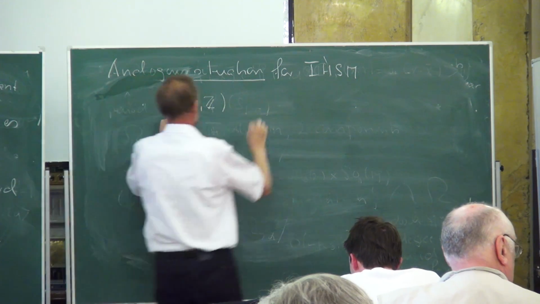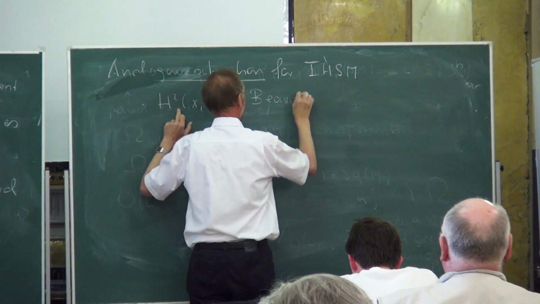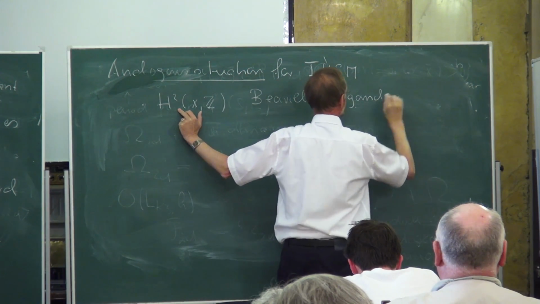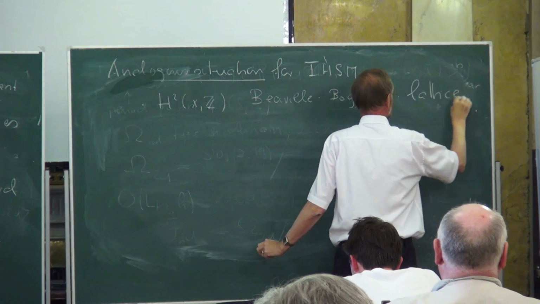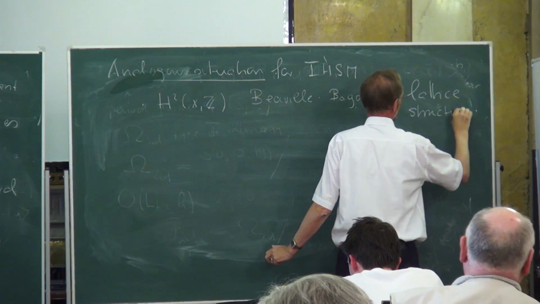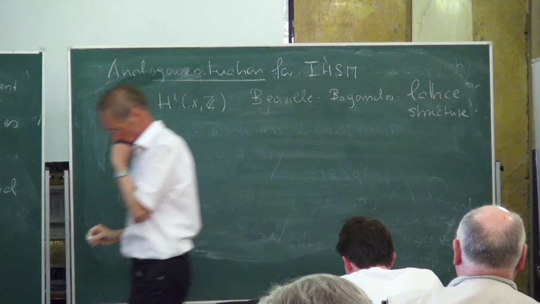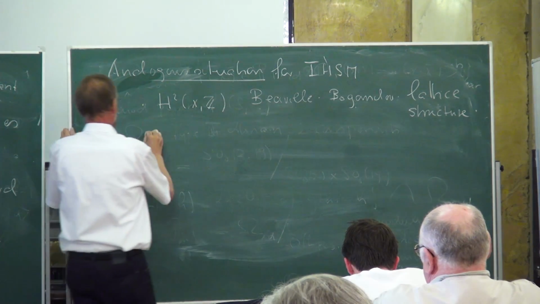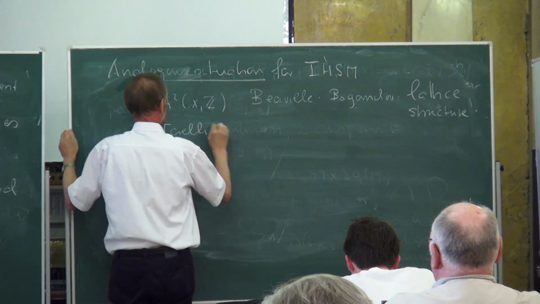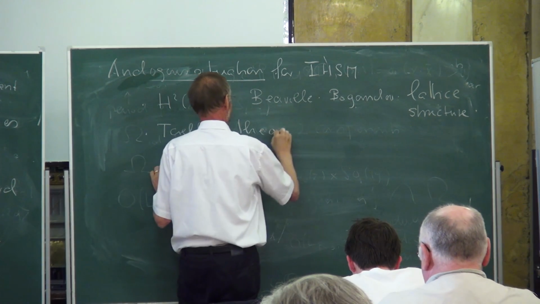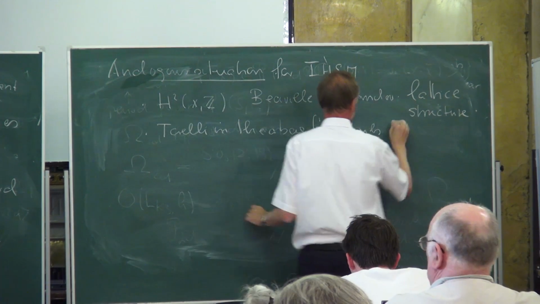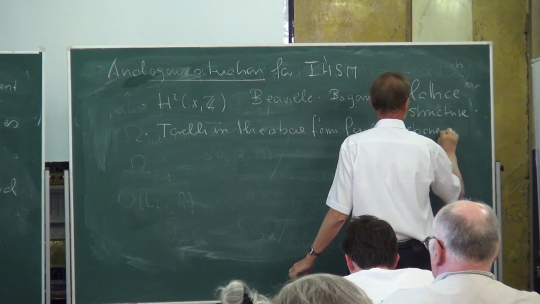However, Beauville, Bogomolov, they gave that a lattice structure. So this is a generalization of the cup product for K3 surfaces. So that's okay. Then I said we have Torelli. Now, Torelli in the above form fails. I mean, there are examples of Debarre, Namikawa.